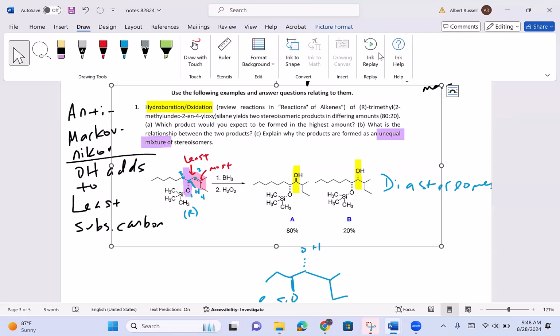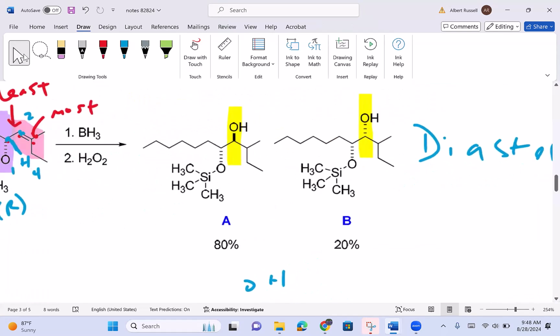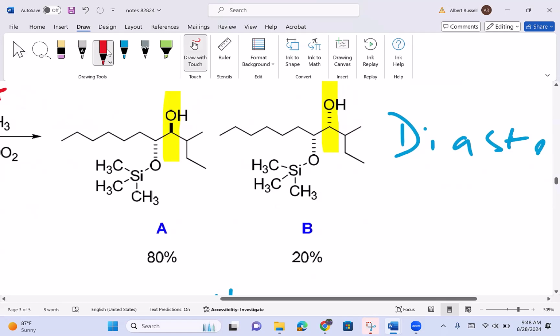Okay, but you made the statement that A is more stable than B. That's true. There's a reason for that, so let's talk about it. Let's look at A and compare it to B. This is the stereocenter that already existed. Now, in A, the hydroxyl group relative to that stereocenter, where is it? Is it on the opposite side or on the same side?